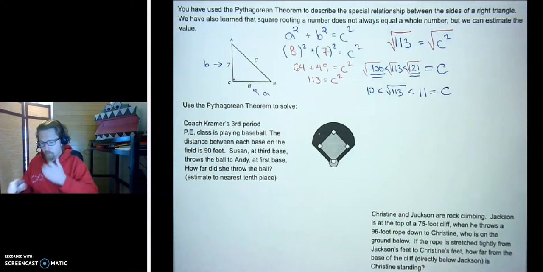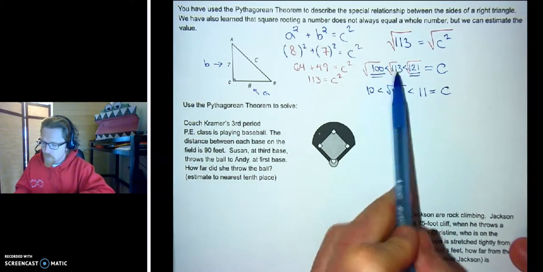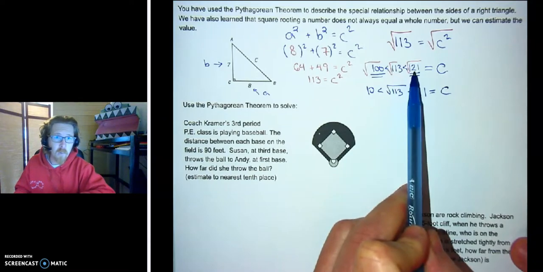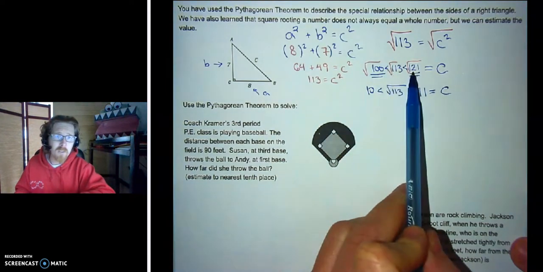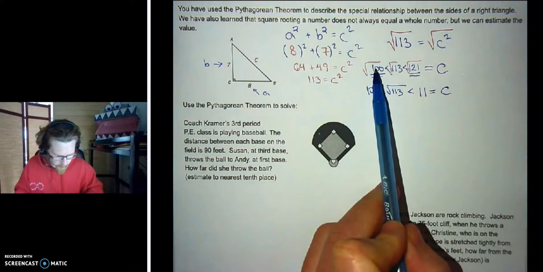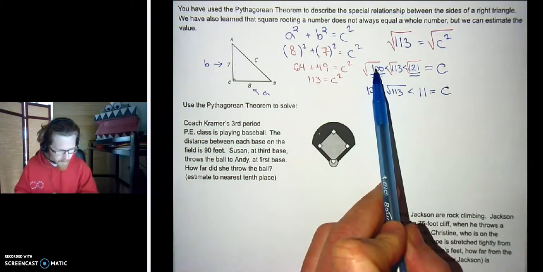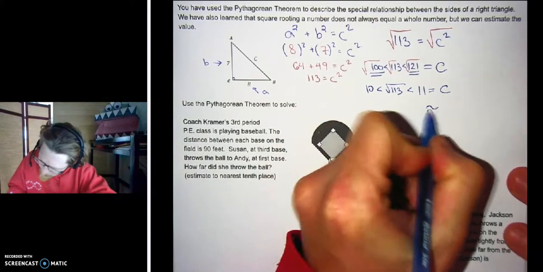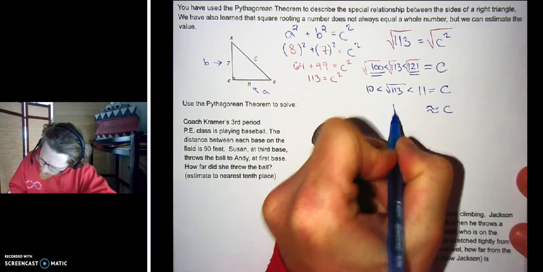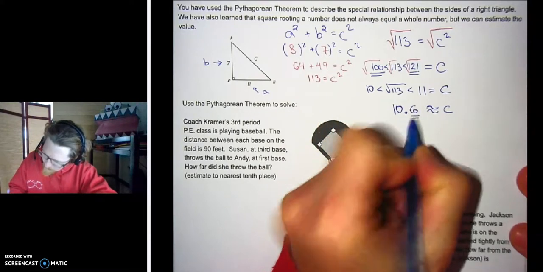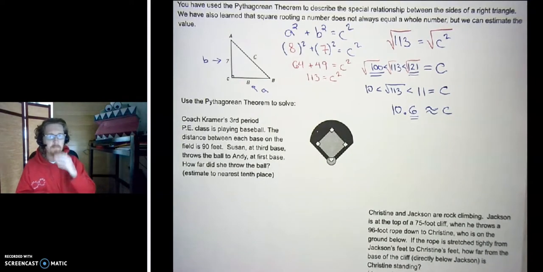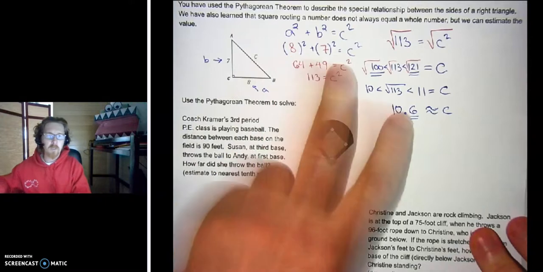Now I notice that 113 is 13 away from 100, and it is 8 away from 121. And so because it's a little closer to 121 than it is to 100, I'm going to estimate this as a little more than half. So I would estimate c to have a value of about 10.6. And again, 10.6 is just a little more than halfway between 10 and 11. So we can now use the Pythagorean theorem to estimate.